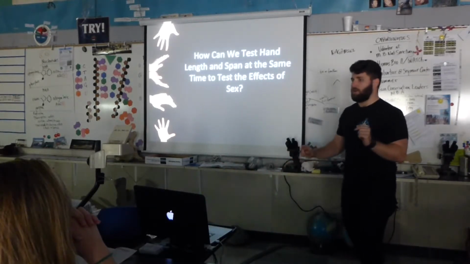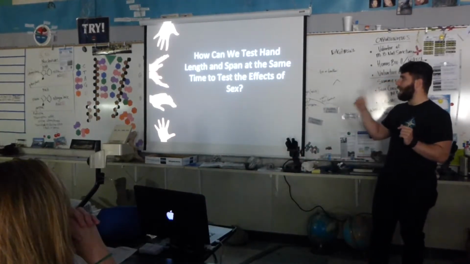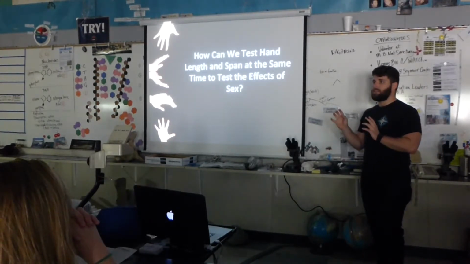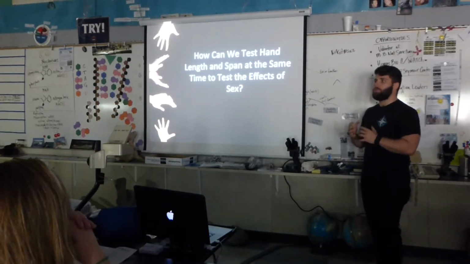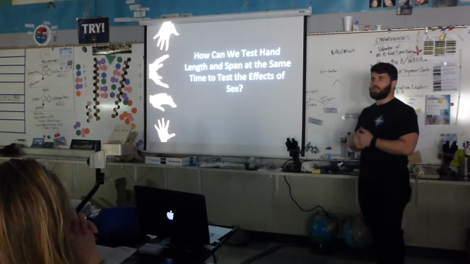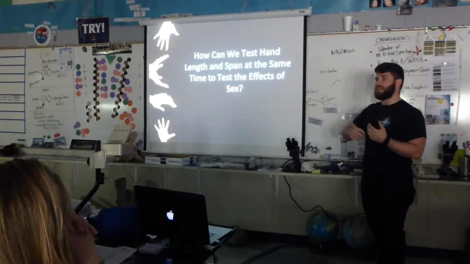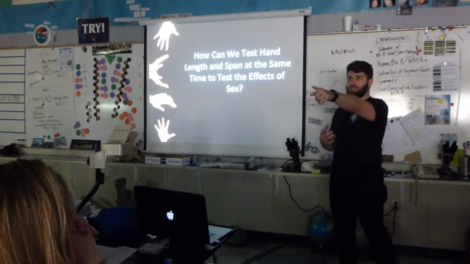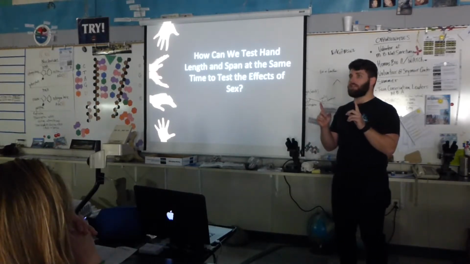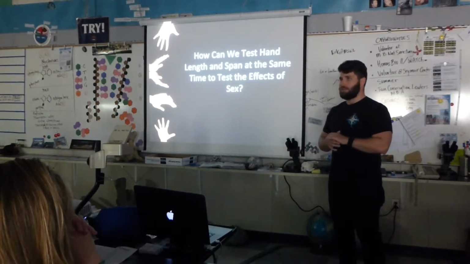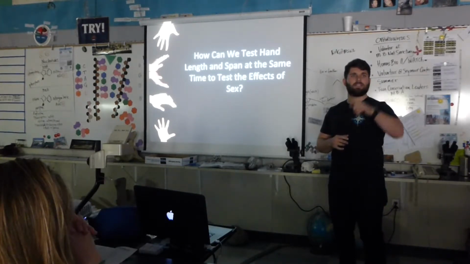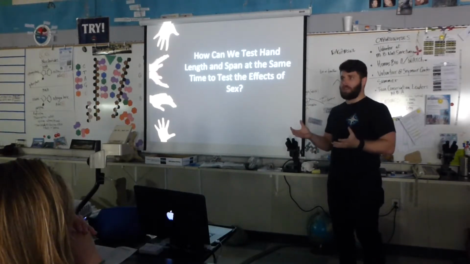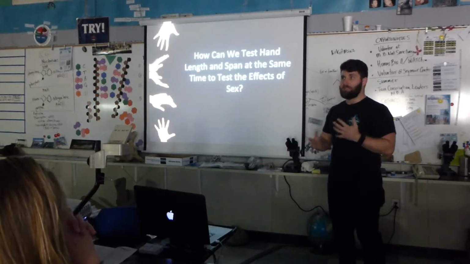All right? So how can you test hand length and span at the same time if you're trying to look at the effect of sex? If you're trying to incorporate both variables into it, instead of just looking at length or just span, trying to see if sex predicts your hand size, what can you do? No, not a test. What can you do to the data? Color coded? No. Categorize? No. Okay, so you can transform it. You can change it and make it so that you incorporate them.